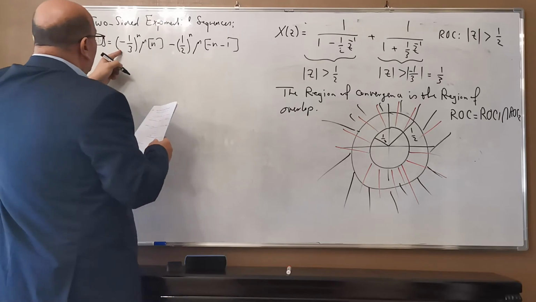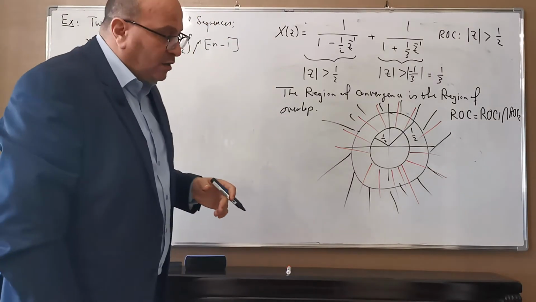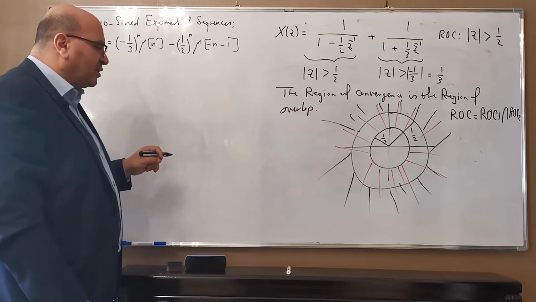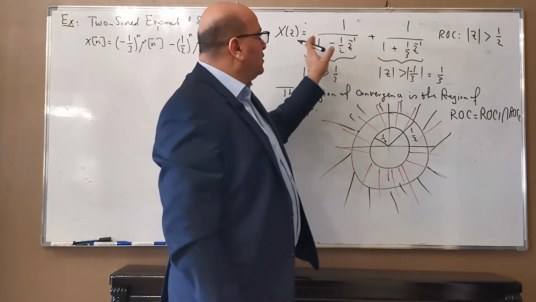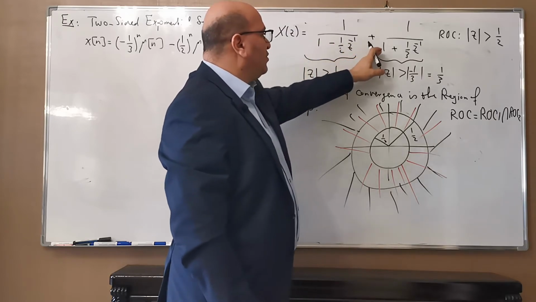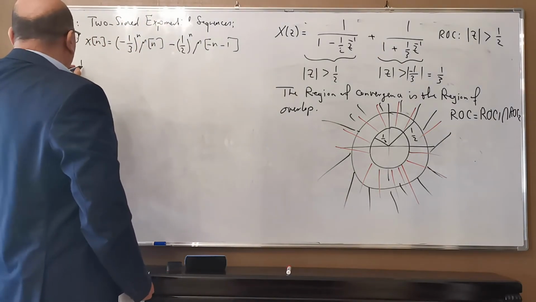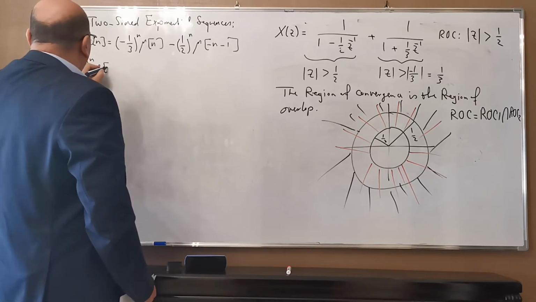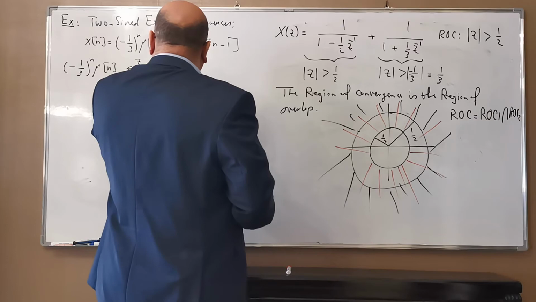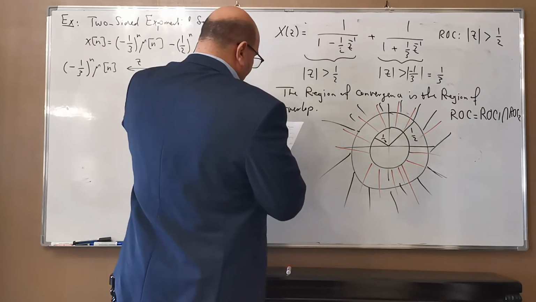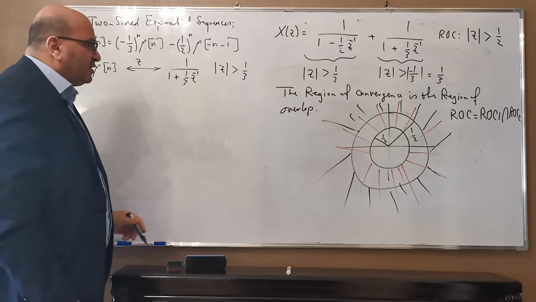Another point that we can deduce from the previous example is linearity. We had two parts and we distributed the Z transform over both of them, and we found the Z transform for each part. So this one has two parts. The first one is minus 1/3 to the power n mu of n, and this has the Z transform which is equal to 1 over 1 plus 1/3 Z inverse, and the magnitude of Z is greater than 1/3. This is a right-sided sequence, outside a circle with a radius of 1/3.